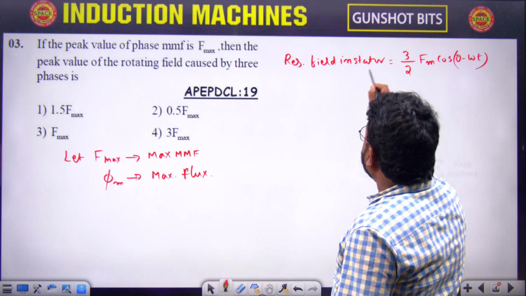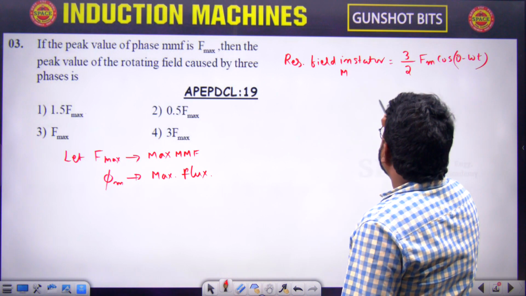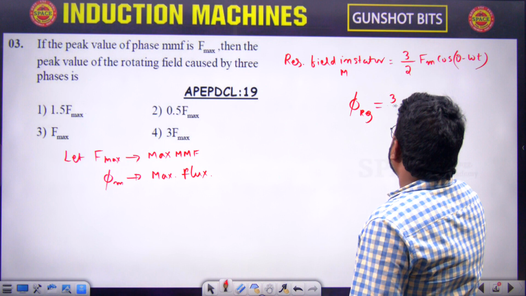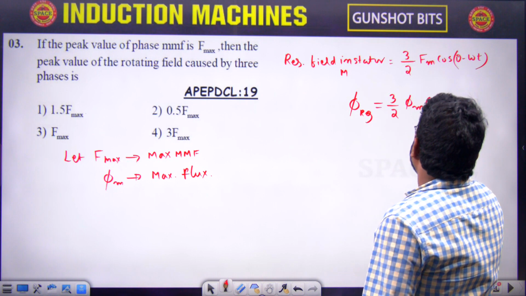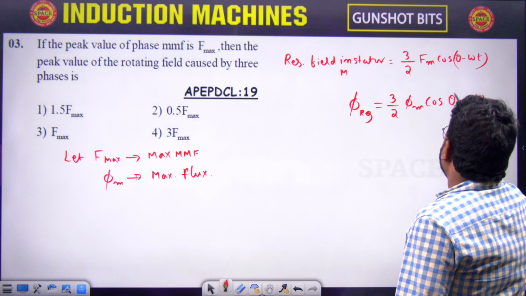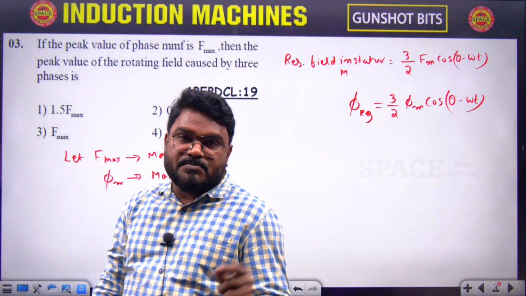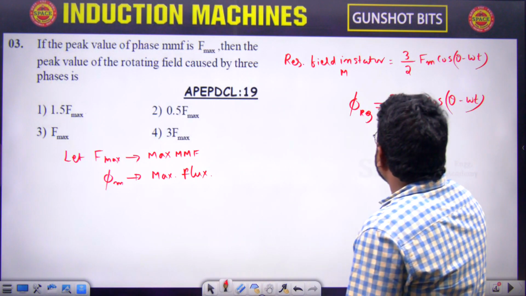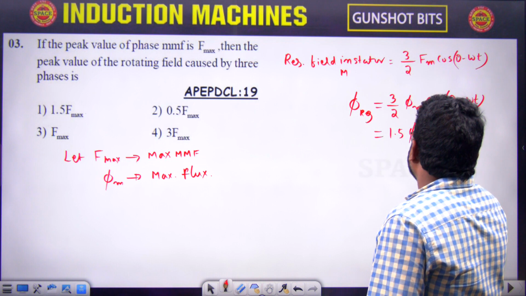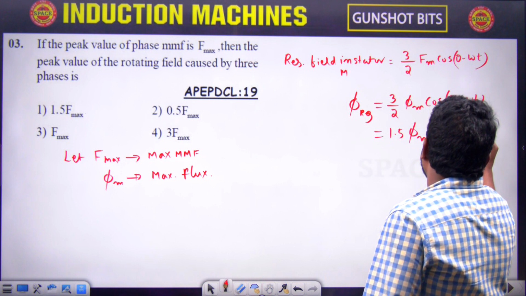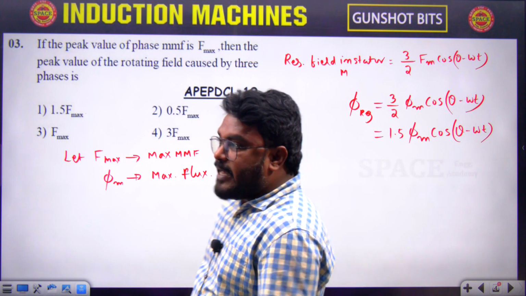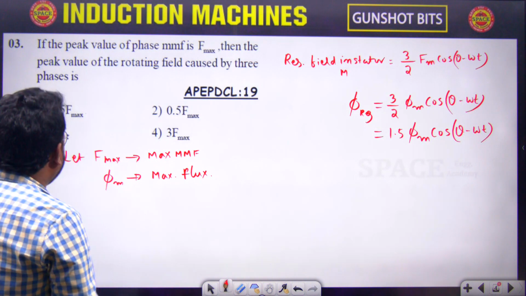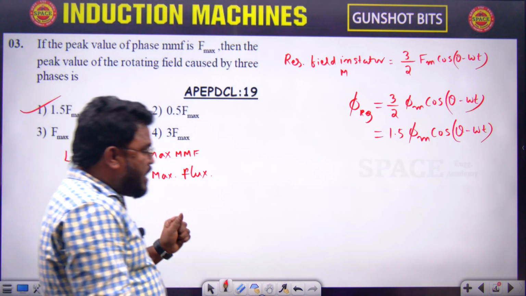Suppose in terms of the resultant MMF, from the flux point of view, this resultant flux in the stator is equal to 3/2 times phi maximum cos(theta minus omega t), where theta is a physical displacement angle and omega t is a time displacement angle. So now this is equal to 1.5 times the maximum flux, cos(theta minus omega t), where theta is the physical displacement angle and omega t is a time displacement angle. So the answer for this question, option 1, is correct.